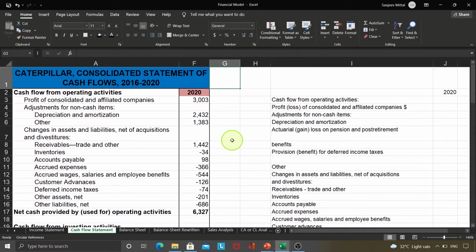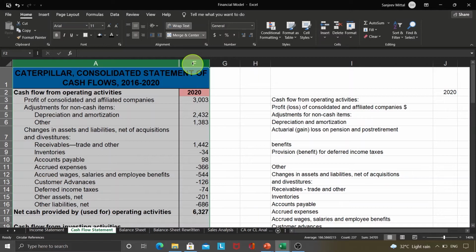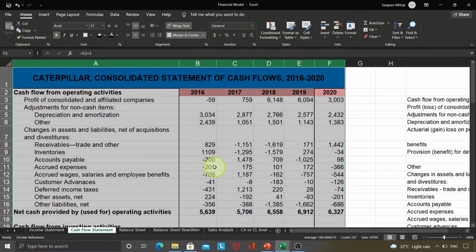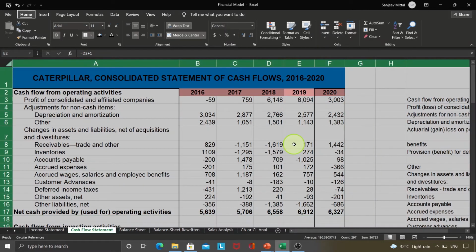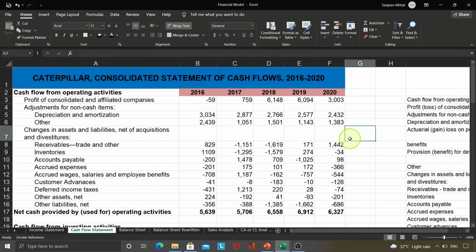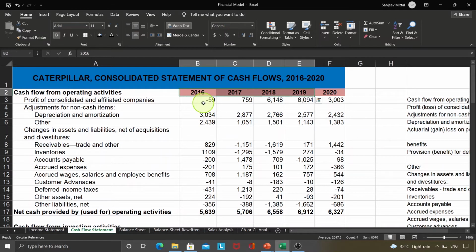Now, in a similar pattern, if we download all the annual reports of the company from the years 2016, 17, 18, 19, and 20, that is the previous 5 years, we can simply prepare our cash flow statement. So I am unhiding these details, and when I unhide these details, you can see that I have already prepared these details of cash flow for the company for the previous 5 years, as you can see.